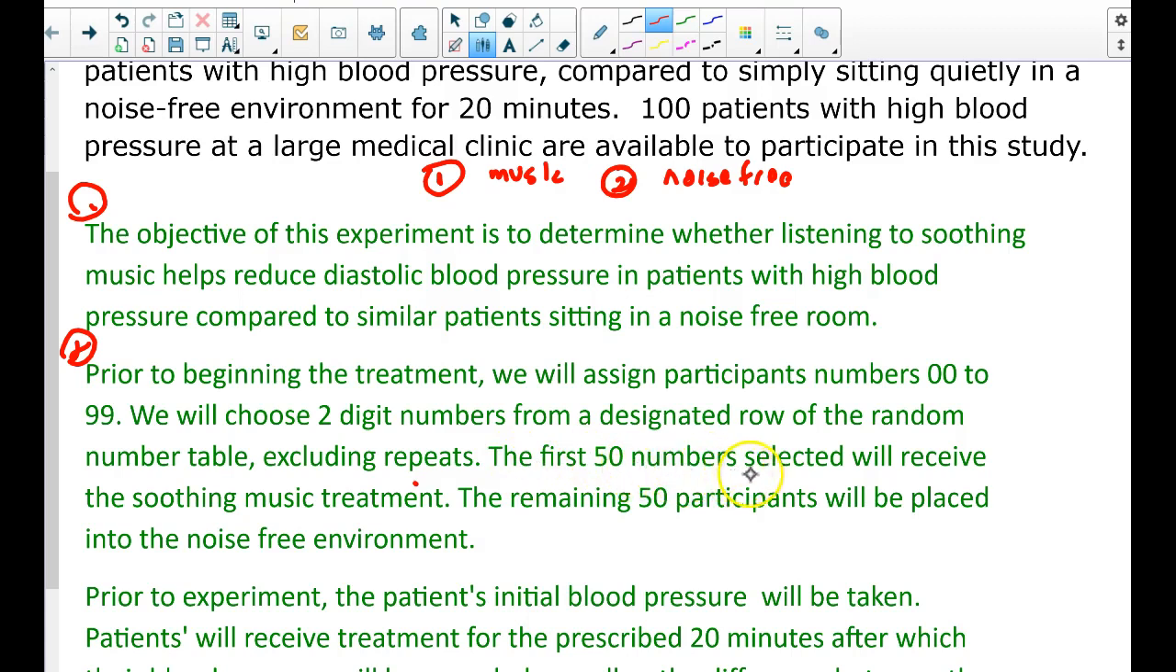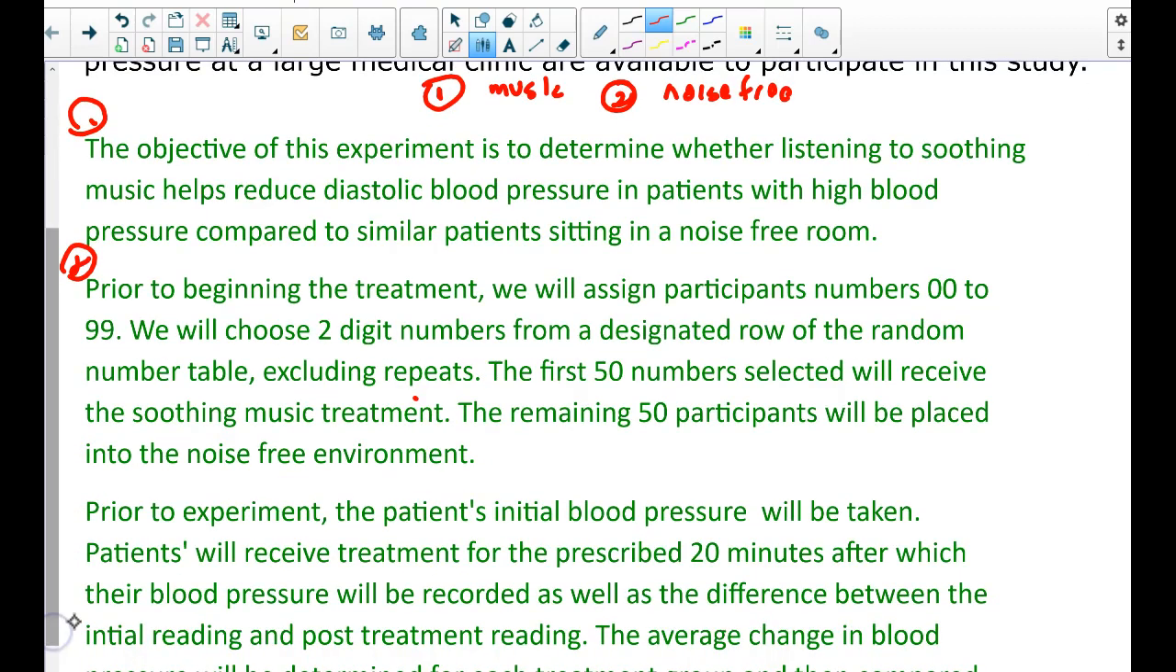The first 50 numbers selected will receive the soothing music treatment. The remaining 50 participants will be placed in the noise-free environment. So we've just completed that random assignment.